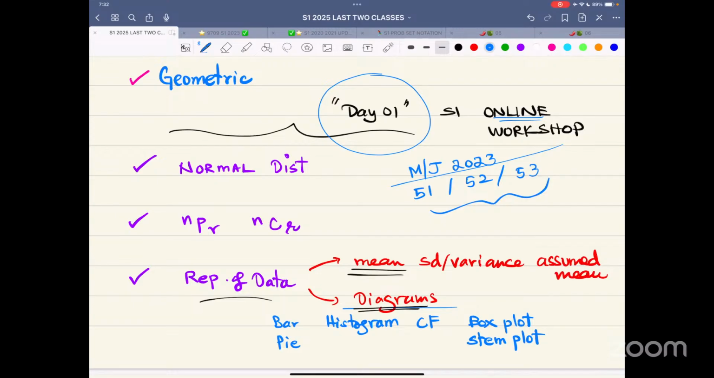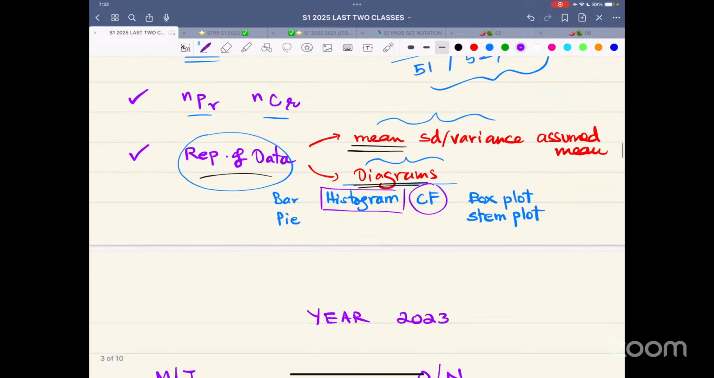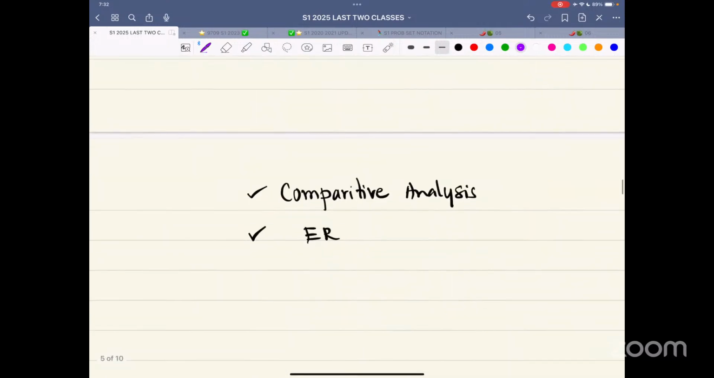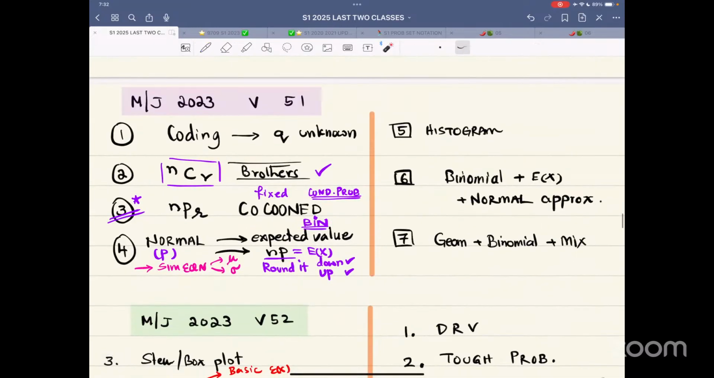The questions that I focused on were mainly on normal distribution, permutation combination, and representation of data. I focused some on mean and standard deviation and some on diagrams. There might be one or two questions that were left out. For example, a question related to histogram or cumulative frequency that we will see today. And the analysis was that these were the questions that we focused on.